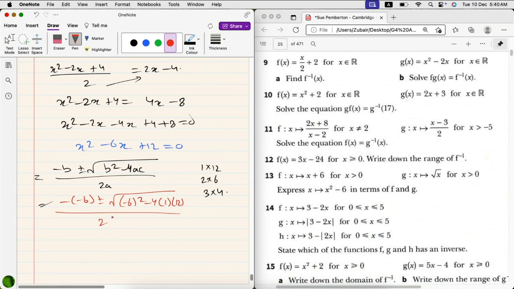And I'm getting a negative number inside the square root. 36 minus 48. There's something wrong. This was question 9.